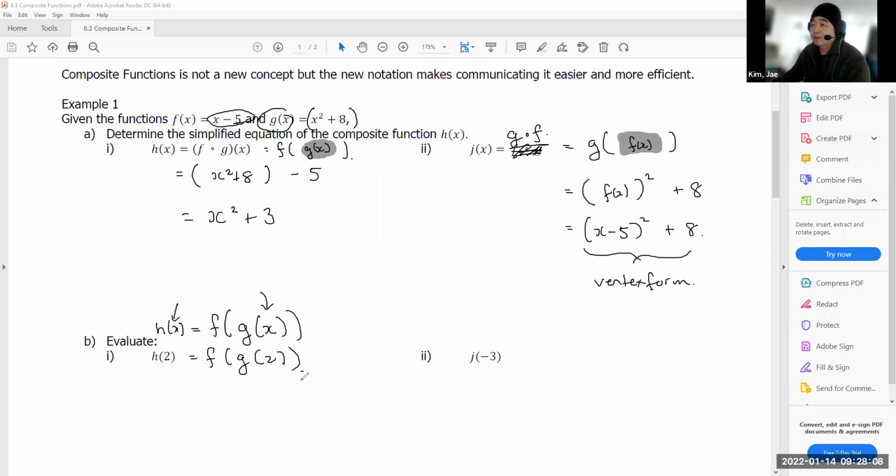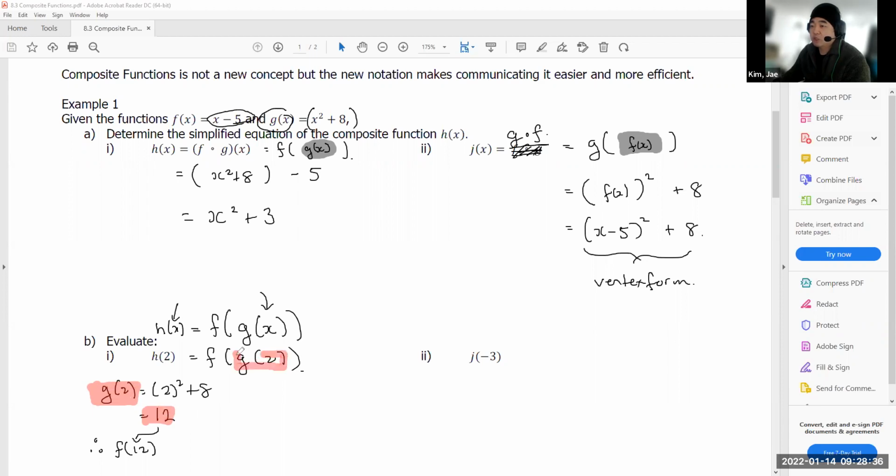Okay, so let's do it. What is g of 2? G of 2 is 2 squared plus 8, which is 4 plus 8. That's a 12. Therefore, you plug that into f. Sorry, maybe I should highlight it just to make sure. So g of 2 is equal to 12.